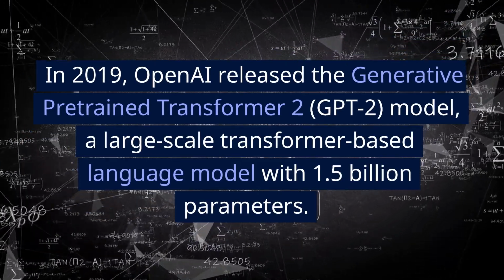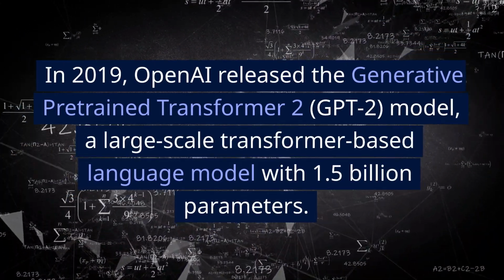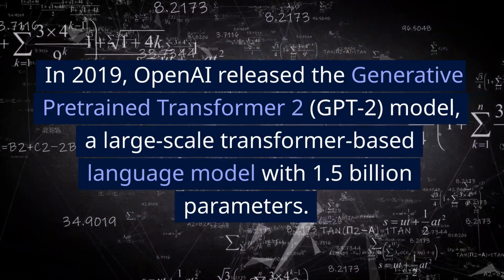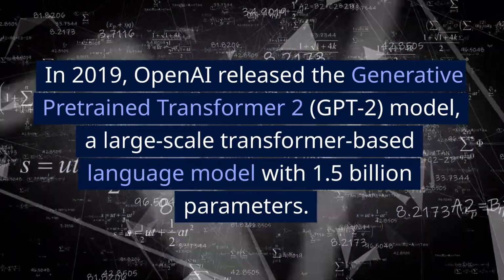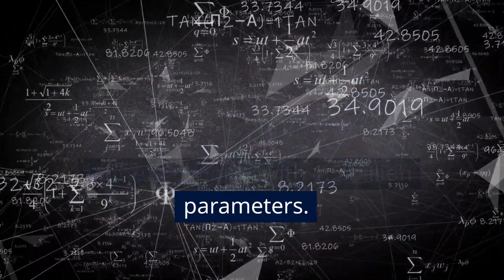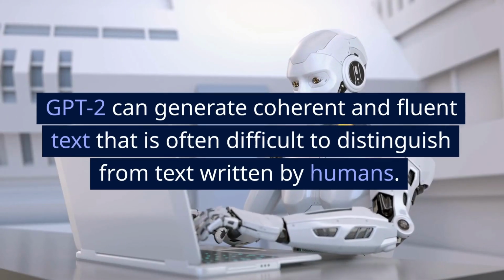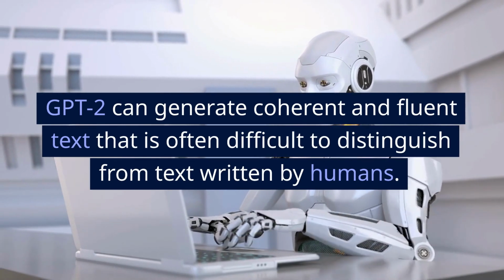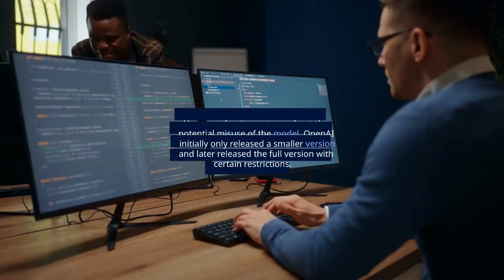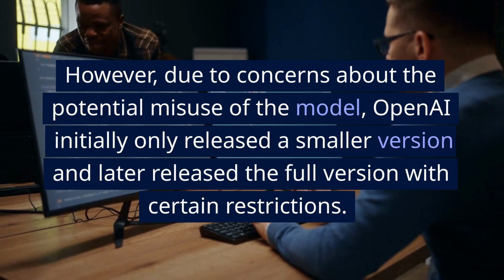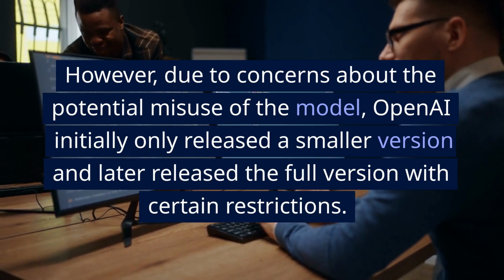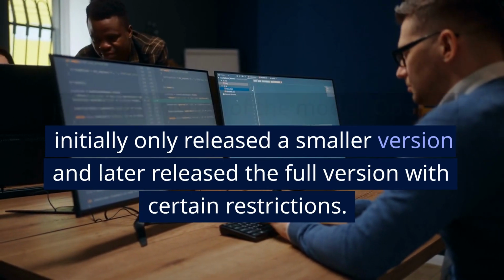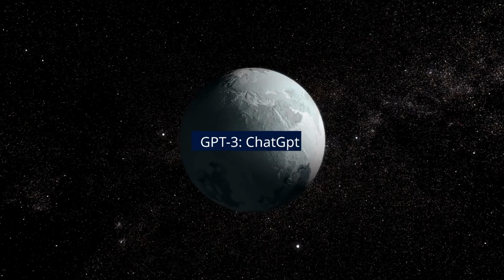In 2019, OpenAI released the Generative Pre-trained Transformer 2, GPT-2, model, a large-scale transformer-based language model with 1.5 billion parameters. GPT-2 can generate coherent and fluent text that is often difficult to distinguish from text written by humans. However, due to concerns about the potential misuse of the model, OpenAI initially only released a smaller version and later released the full version with certain restrictions.